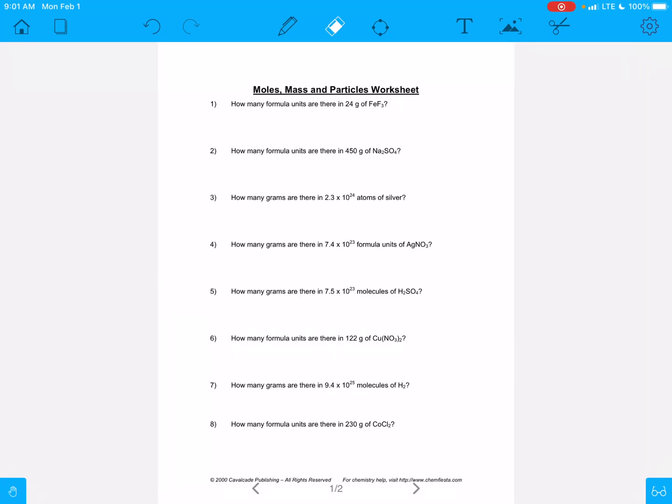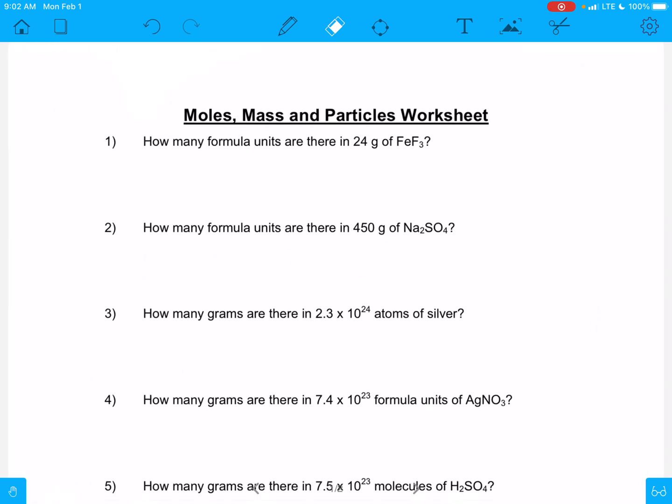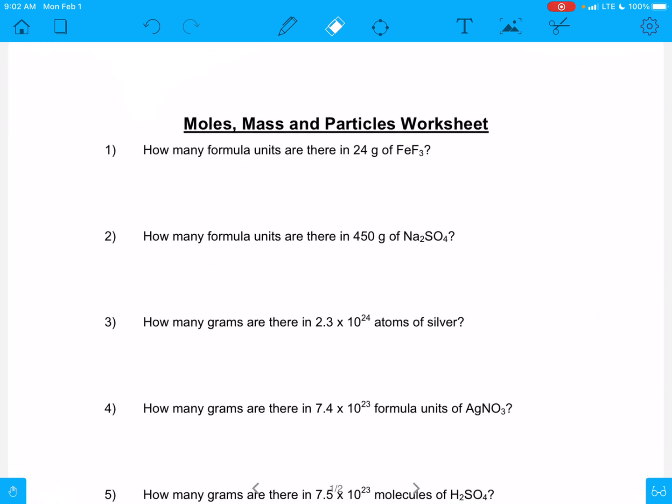Hello everyone, we're going to do some mole, mass, and particle problems today. I'm going to be making this video for you, and I'm going to be doing the odd ones. You're going to be responsible for doing the evens, and you're going to want to do them exactly or very similar to the same fashion that I'm going to be doing these myself as I do the odd ones, okay? So anyway, let's go ahead and get started.